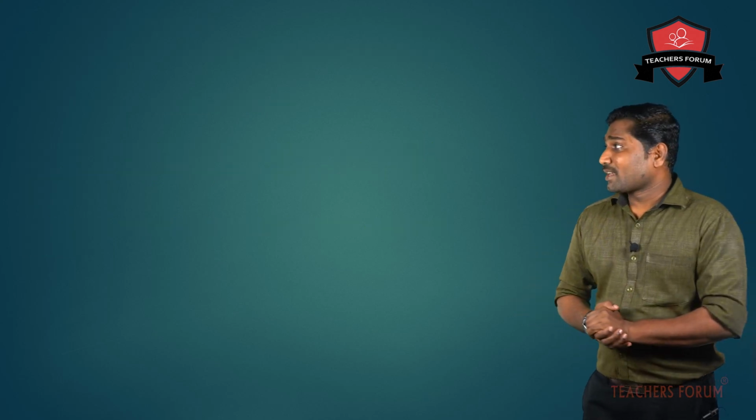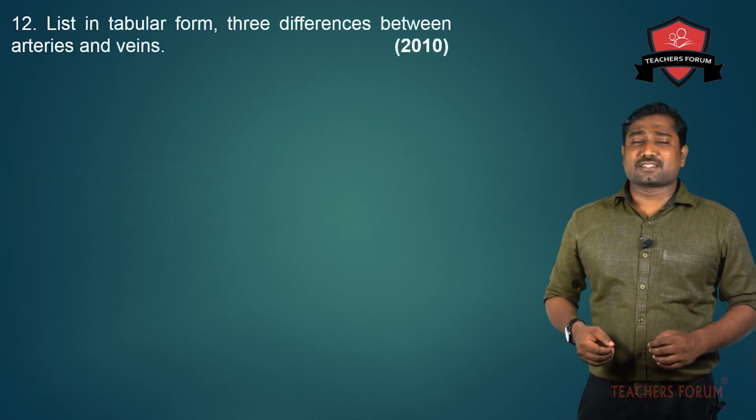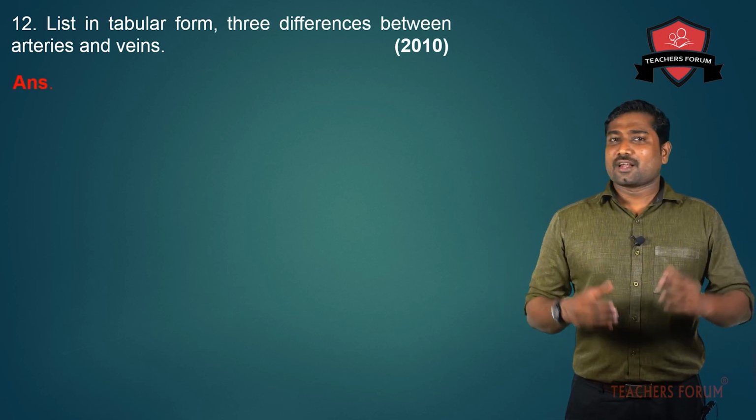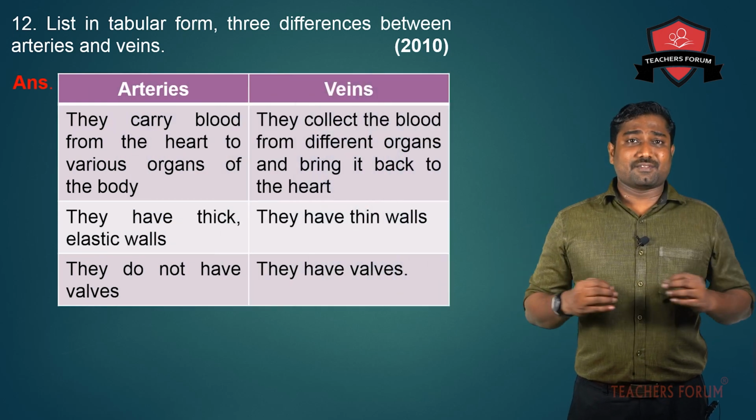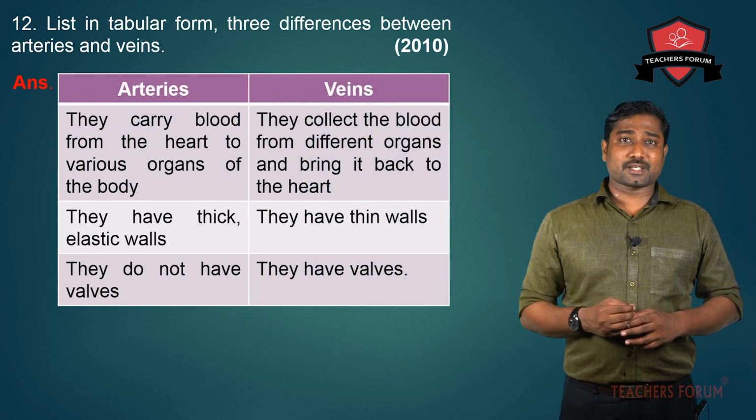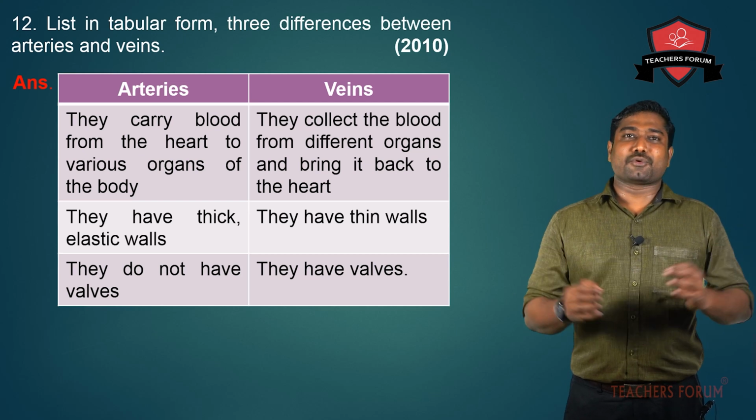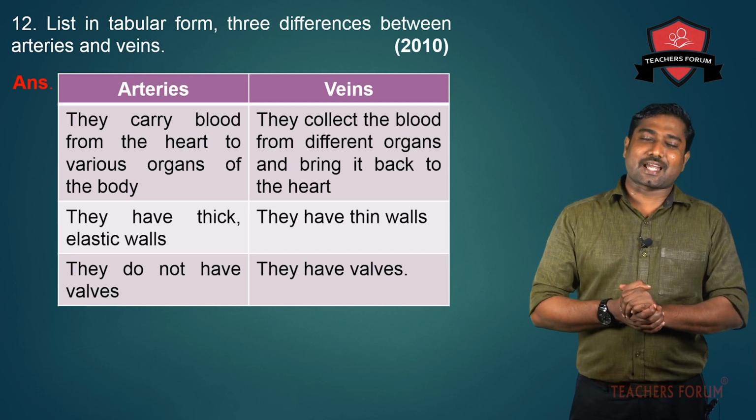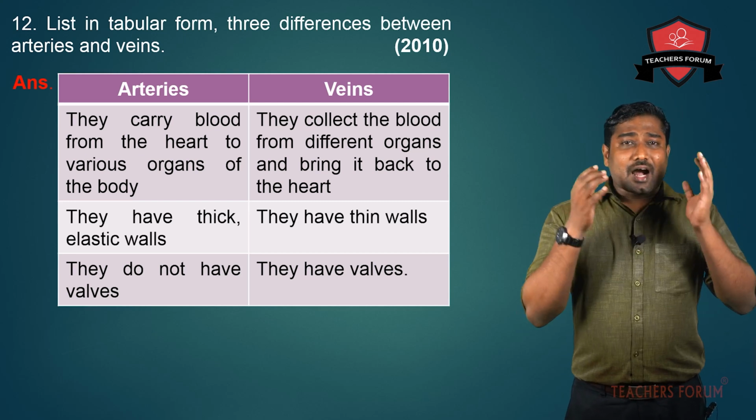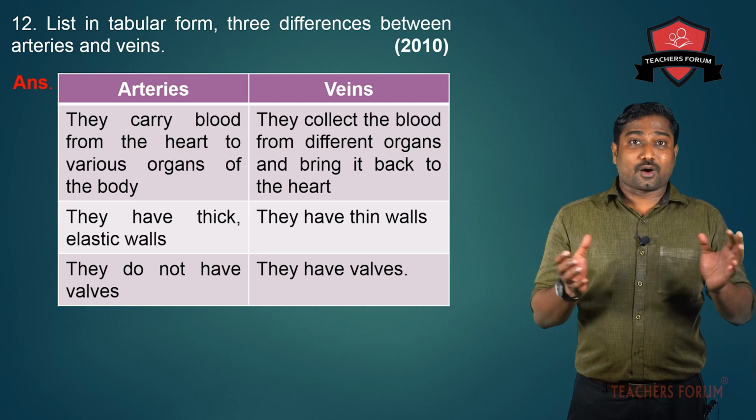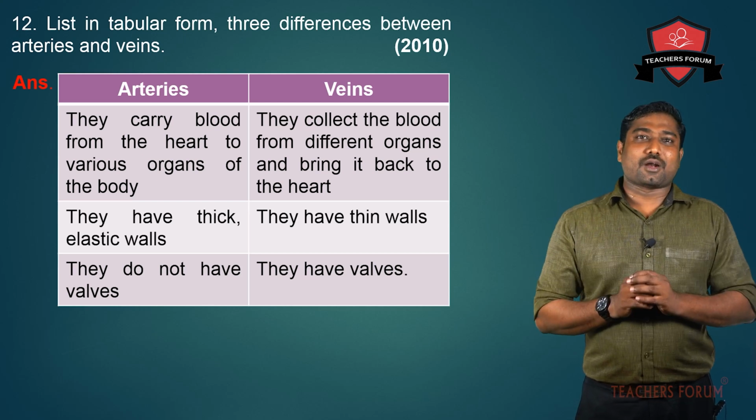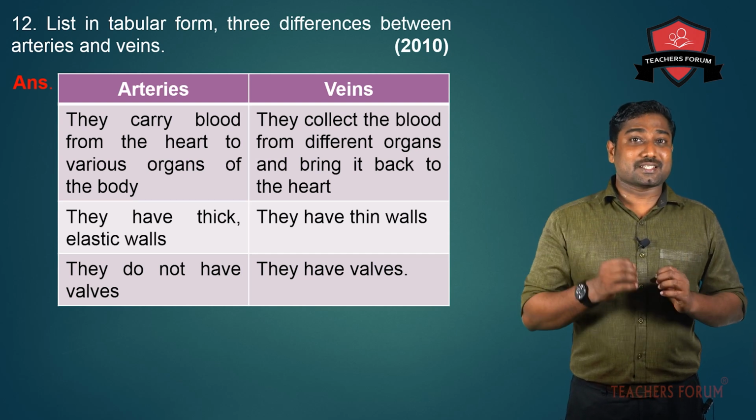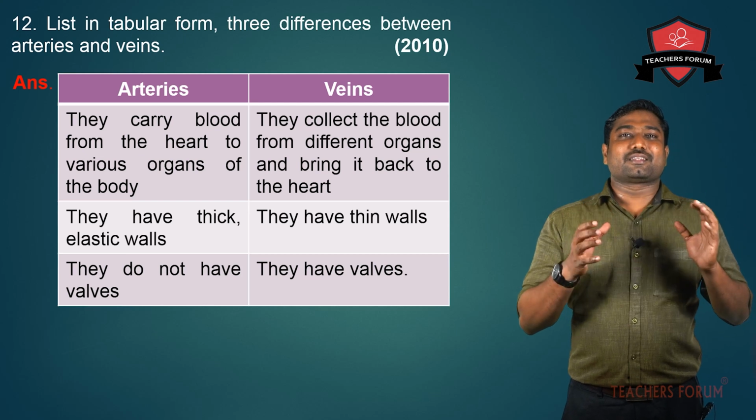Our next question, list in tabular form three differences between arteries and veins. Arteries and veins differences they are asking. We know arteries are the blood vessels which carry pure blood. There is an exception: the pulmonary artery carries impure blood, whereas veins carry impure blood, with the exception of the pulmonary vein, which carries pure blood. Arteries have a thicker wall, while veins have a much thinner wall. Why do arteries have a thicker wall? In order to accommodate the pressure generated during pumping, they have a thicker wall.